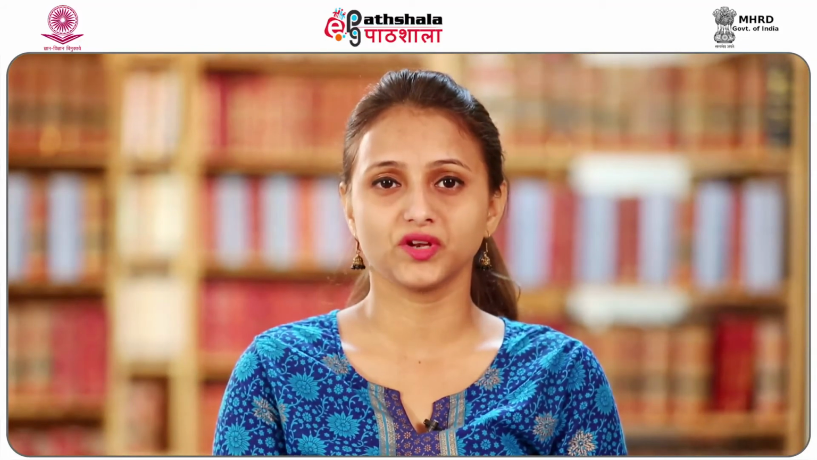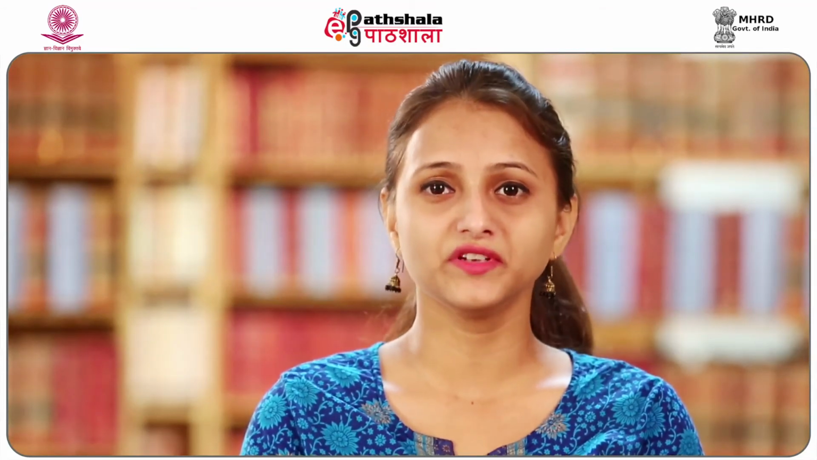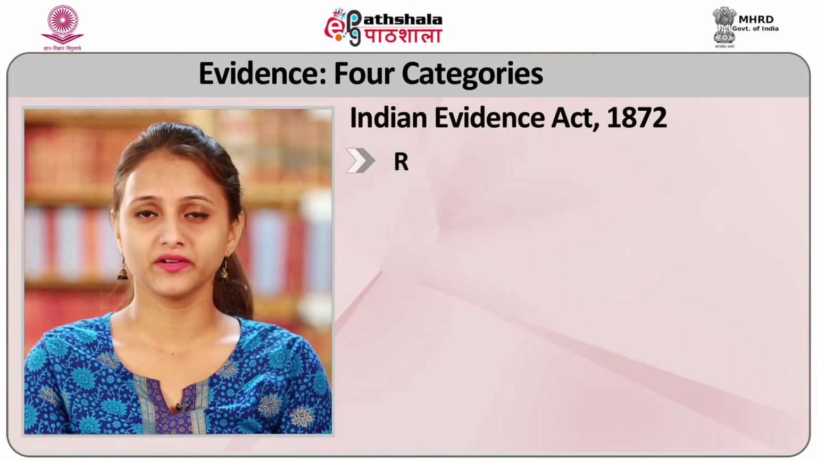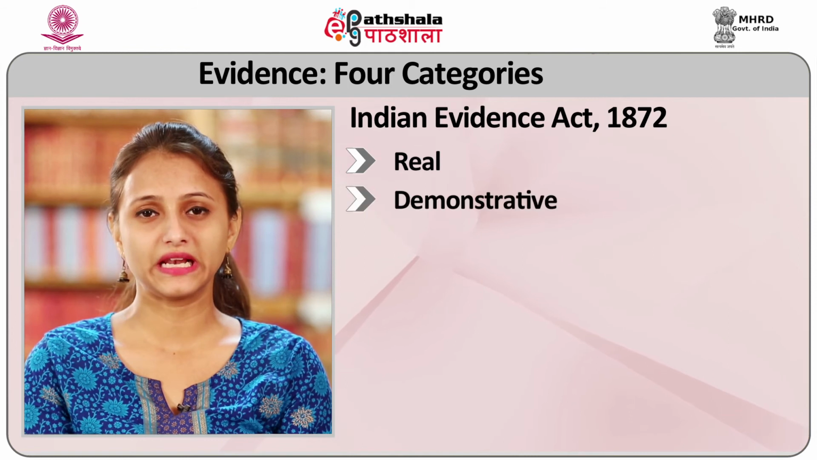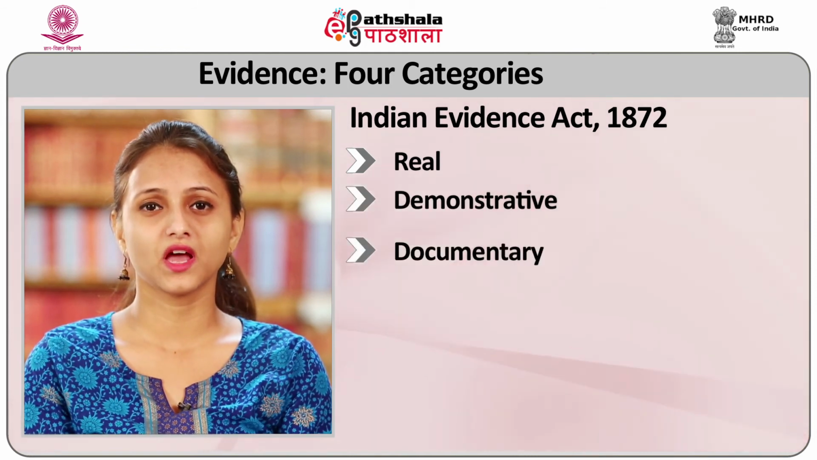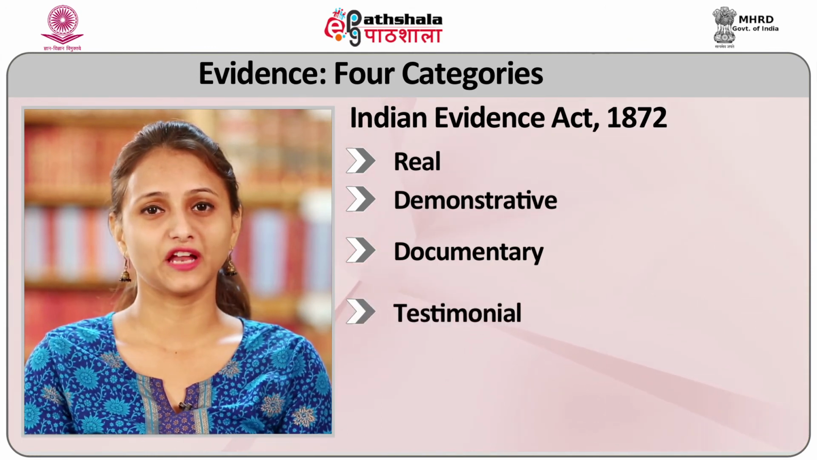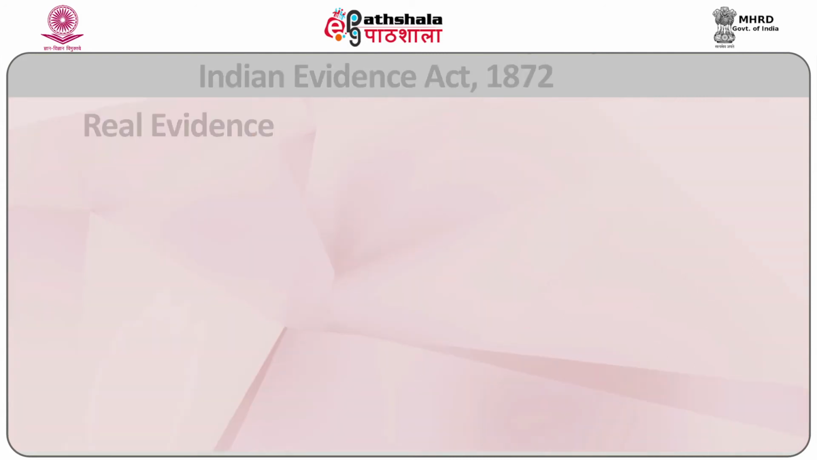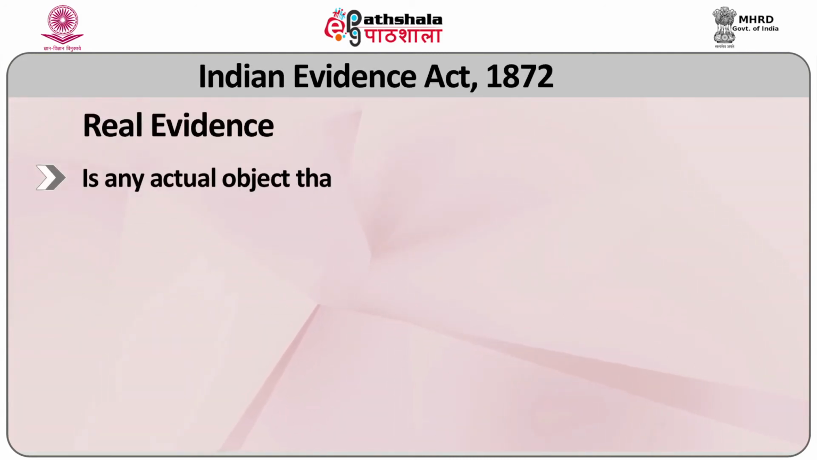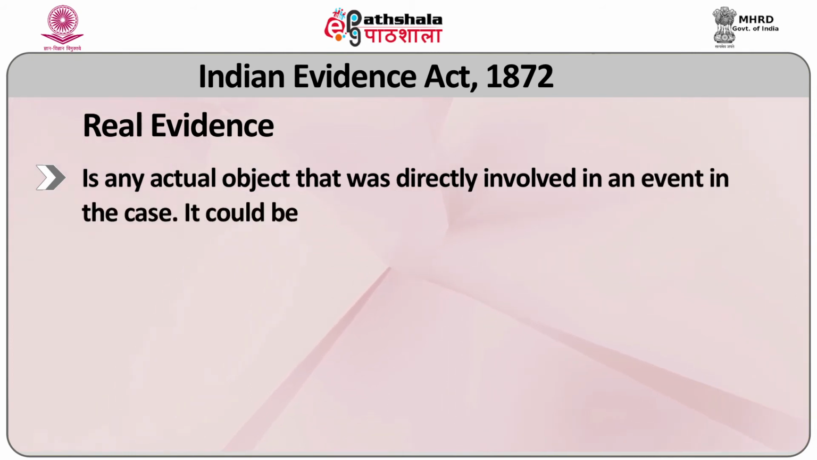Types of evidence. The evidence generally falls into four categories. They are: first, real; second, demonstrative; third, documentary; and fourth, testimonial. The real evidence is any actual object that was directly involved in an event in that case.